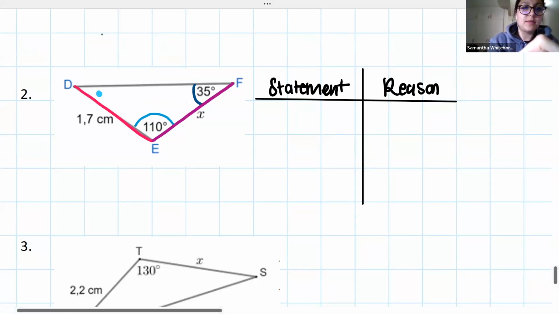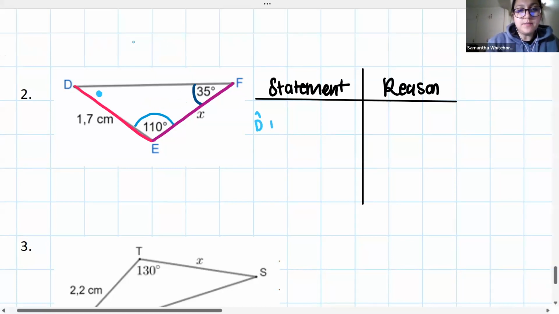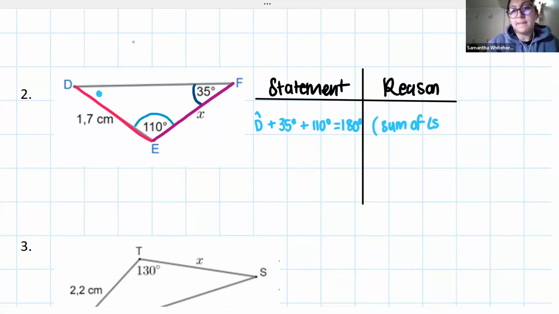So the very first thing I'm going to do is work out angle D. I know that angle D plus 35 degrees plus 110 degrees must give me 180 degrees, all because of sum of angles in triangle. Okay. 35 plus 110, I can add together. They're like terms. So that gives me plus 145 degrees is equal to 180. And I'll subtract 145 degrees on both sides. And so angle D is equal to 35.